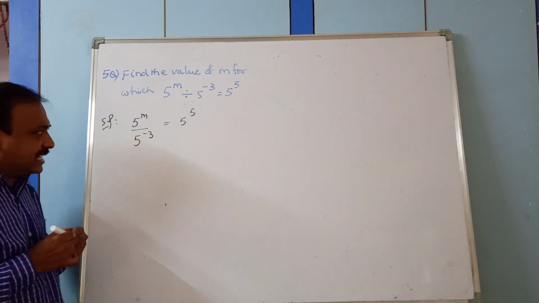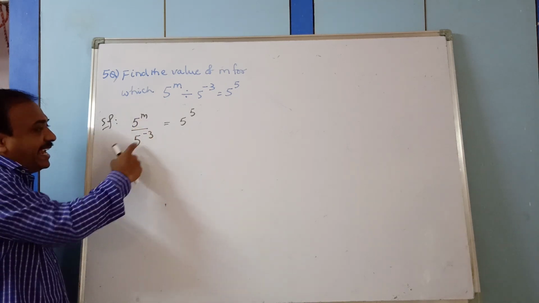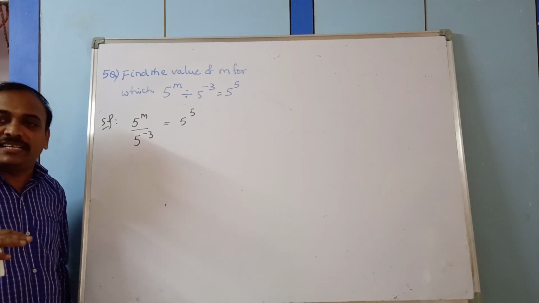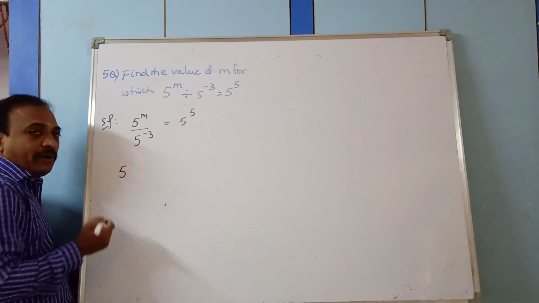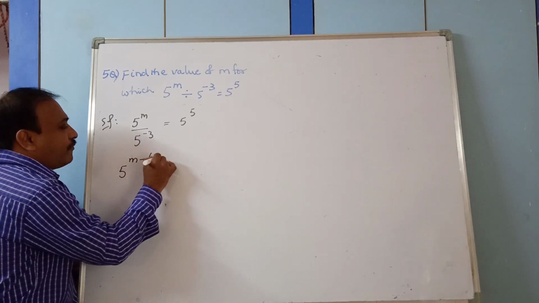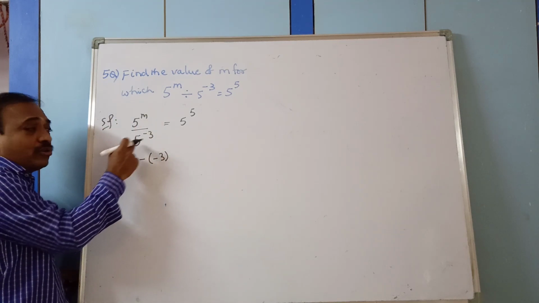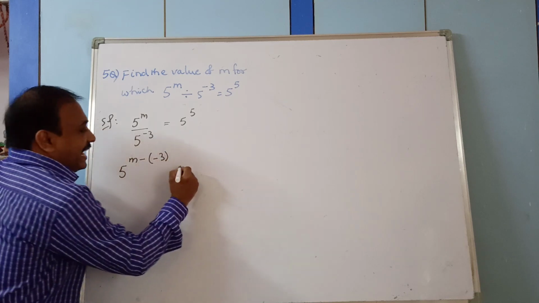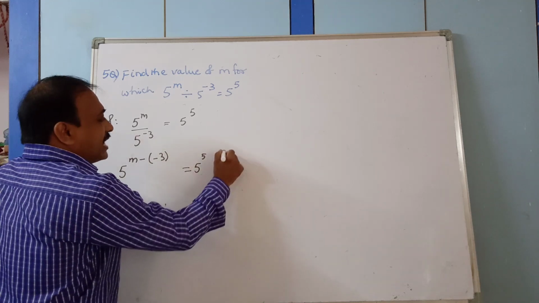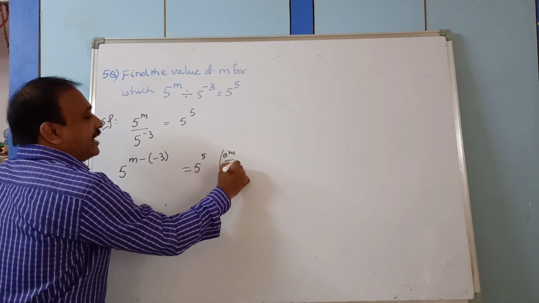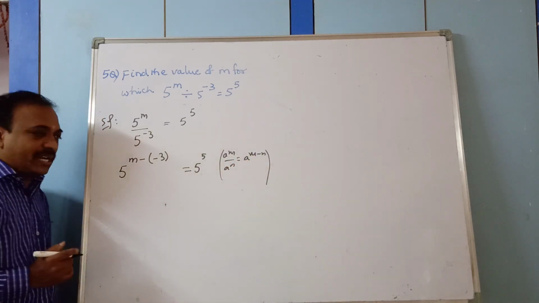You see now LHS part, which law of exponents can be used? a power m by a to the power n can be written as a to the power m minus n. So LHS part I am writing 5 to the power m minus of minus 3, and right hand side I am writing as it is, 5 to the power 5. Here I use the law of exponents: a to the power m by a to the power n is equal to a to the power m minus n.